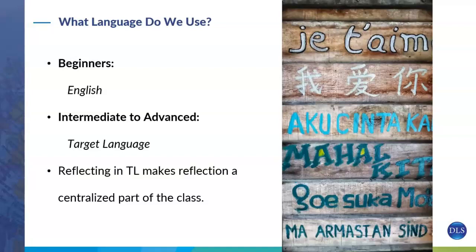And then as reflection is continuing to be part of the class, they will get more comfortable with it as it goes on. They might learn certain terms that they can keep using, or they can keep expanding as well.